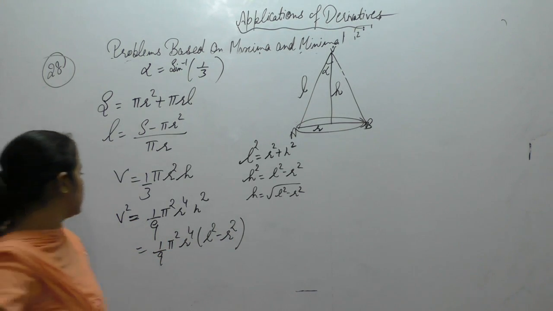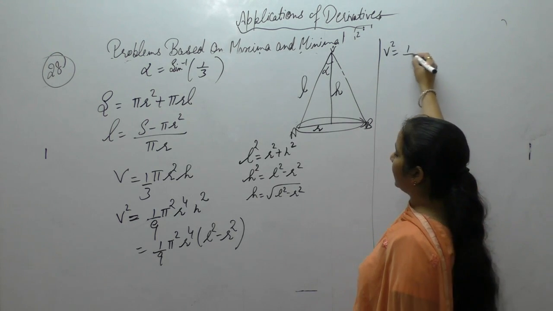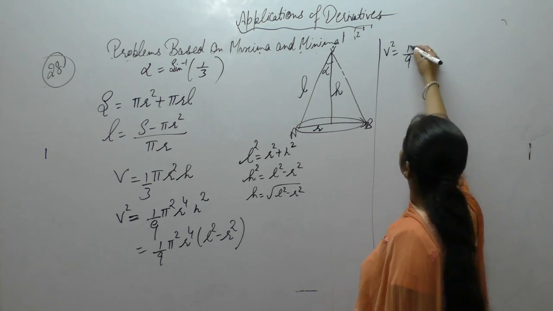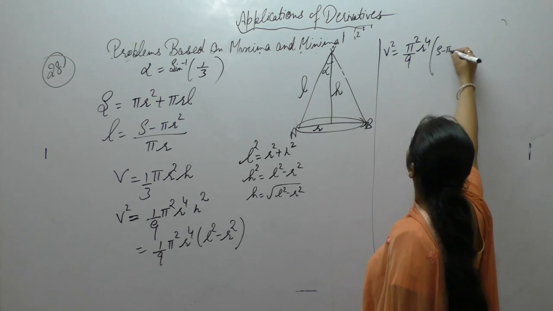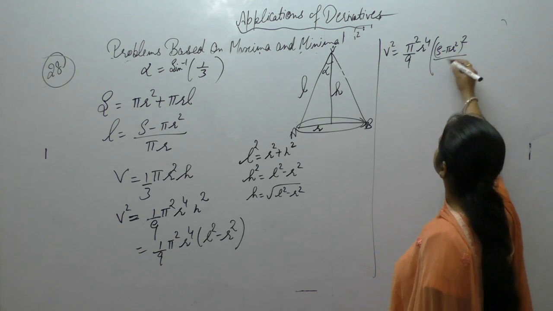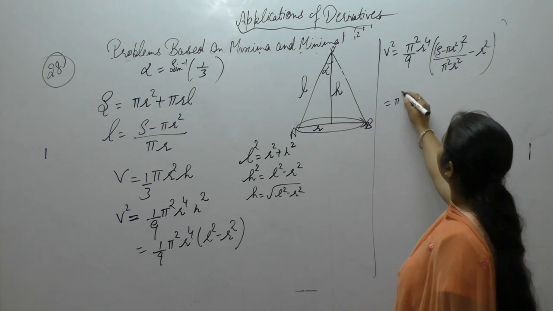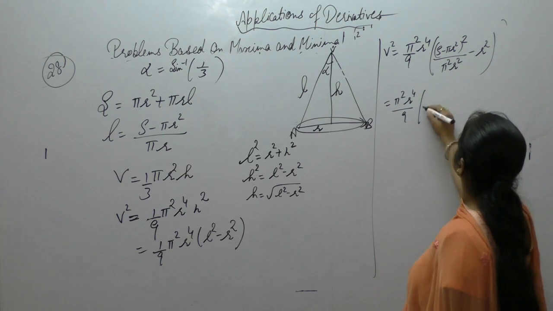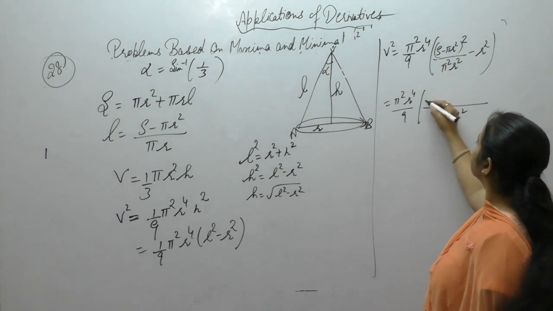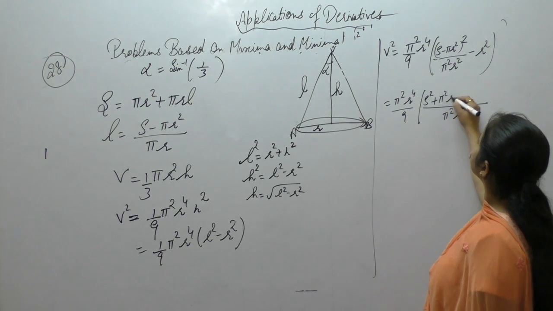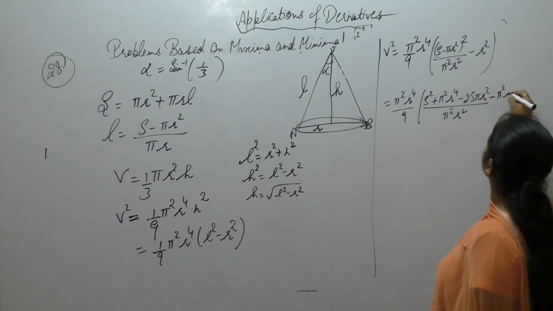Clear? So what do we get? Now put the value of L here. V square is 1 by 9 pi square r^4 times (S minus pi r square) whole square upon pi square r square, minus r square... Take the LCM here and open the bracket. (a minus b) whole square is a square plus b square minus 2ab, minus pi square r^4.